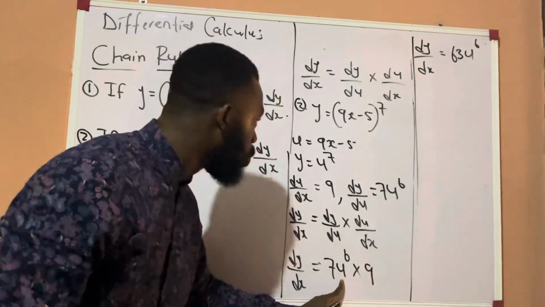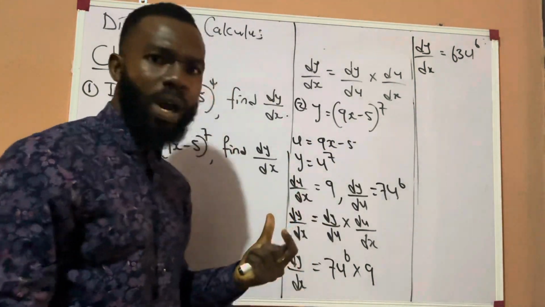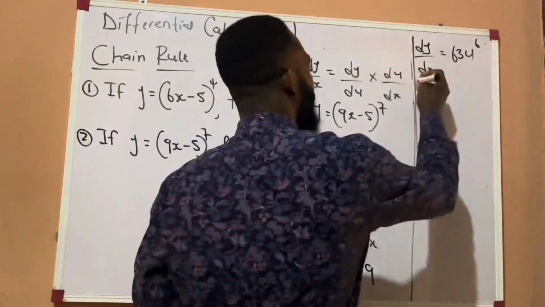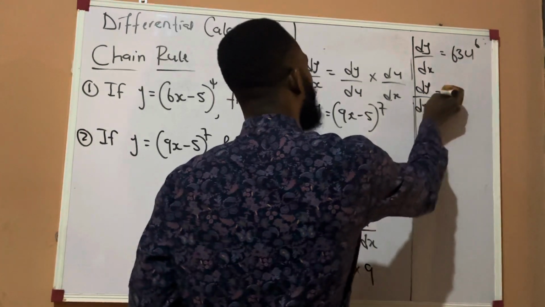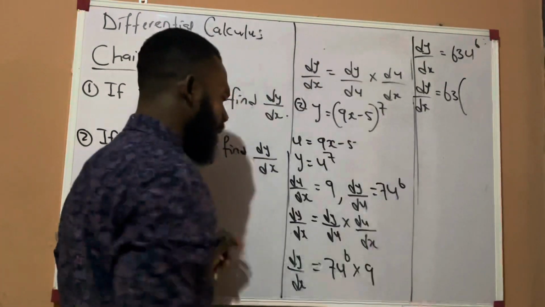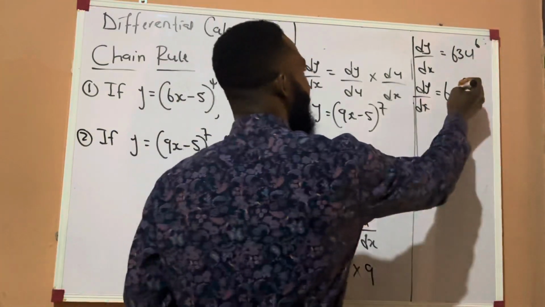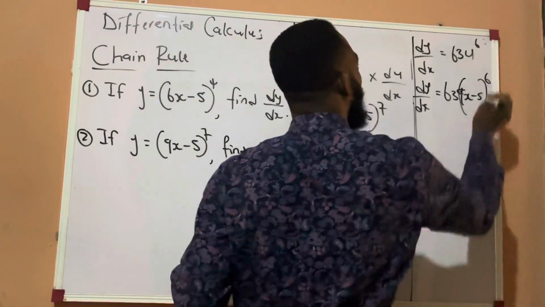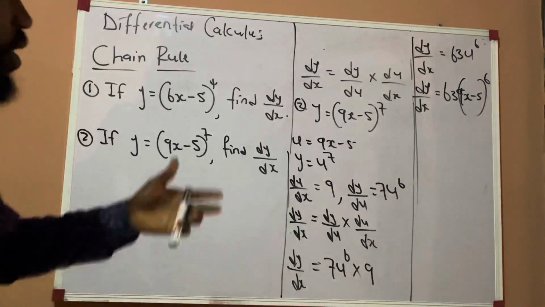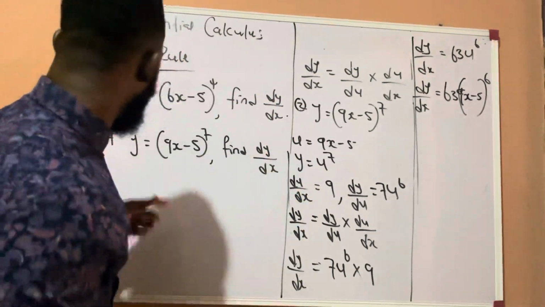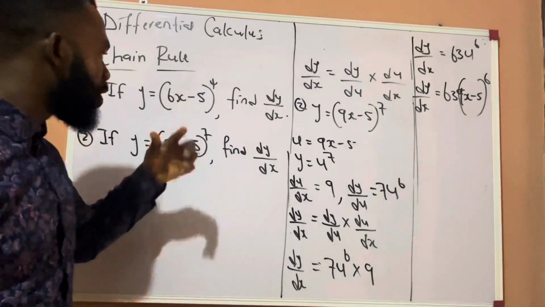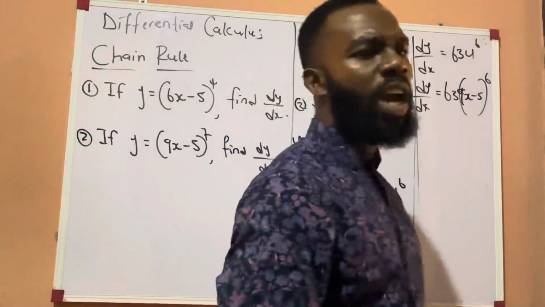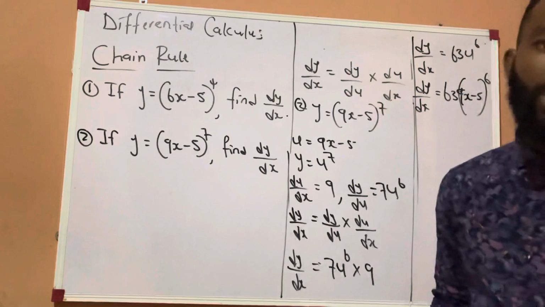But don't forget that u is 9x minus 5 in the question, which is a function. So substituting 9x minus 5 for u in the answer, we are going to get dy over dx is equal to 63 into the bracket of 9x minus 5 raised to the power of 6. So this is the answer you will get if you differentiate the function y equals 9x minus 5 raised to the power of 7, applying chain rule. So class, this is how you can apply chain rule in solving differential calculus.